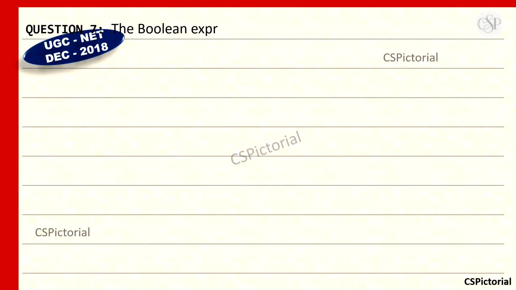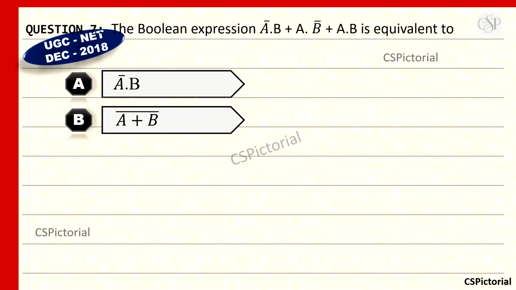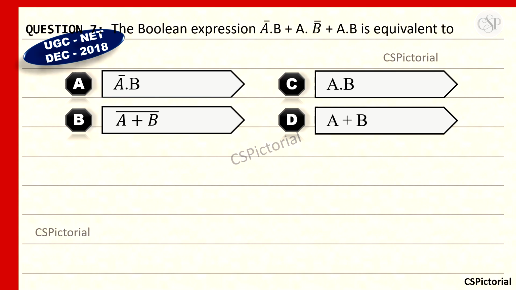The Boolean expression a bar dot b plus a dot b bar plus a dot b is equivalent to. The options are given. The answer is option D, a plus b. These are the steps for simplification.